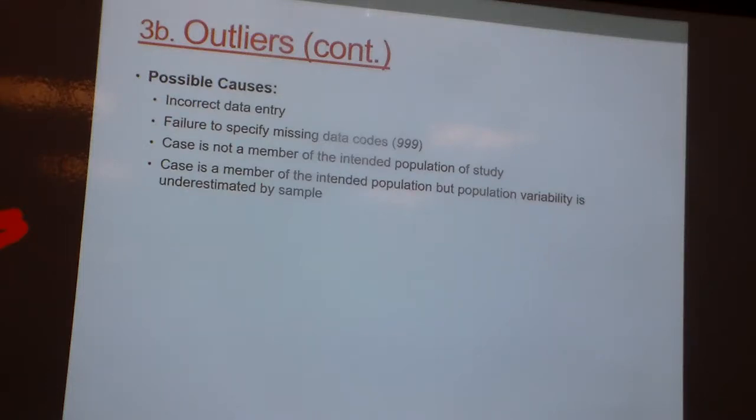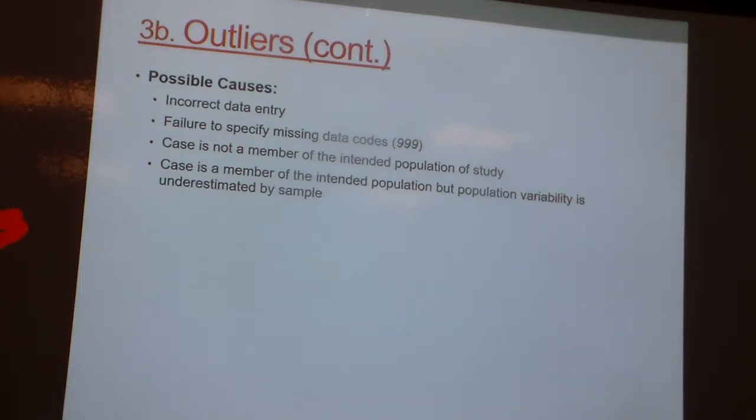And so want to go through and look at your data and say, is this person a member of the population of interest? If they're not, we can exclude that person. We're actually improving our inferences if we get them out of the way because they're not a member of the intended population. But sometimes our outliers are attributable to people who are members of the intended population, but we're just getting underestimation of the population variability as a consequence of our sample, right?